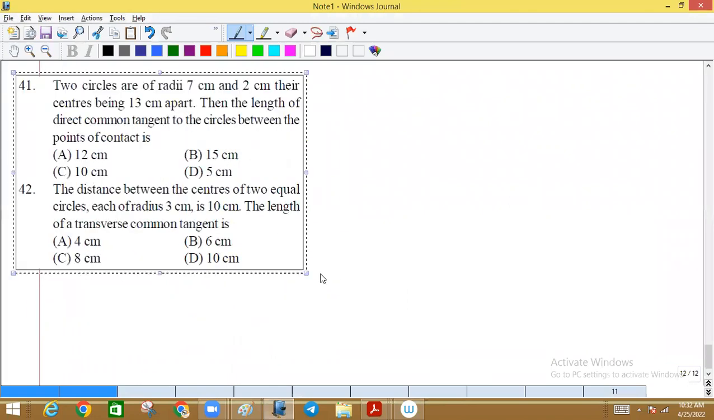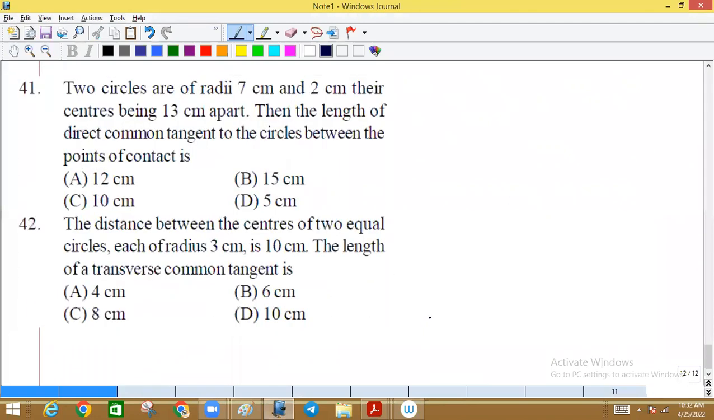41 and 42, if you look at two circles of radius 7 centimeter and 2 centimeter, their centers are being 13 centimeters apart, then the length of the direct common tangent. So what is D? Distance between the centers is 13. R1 is 7. R2 is 2.